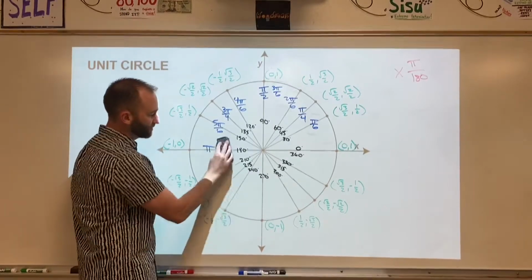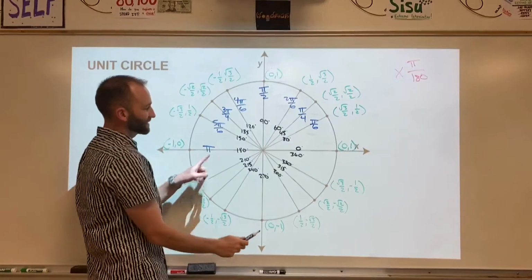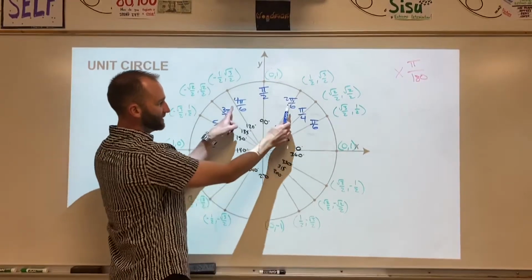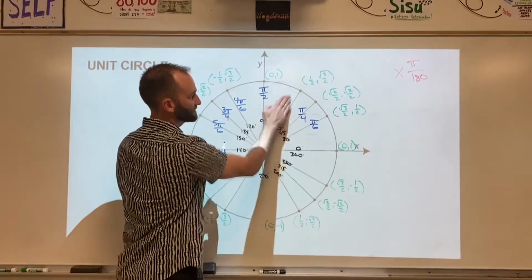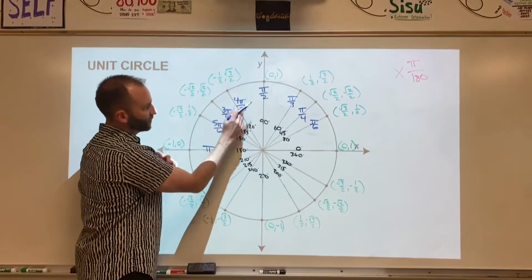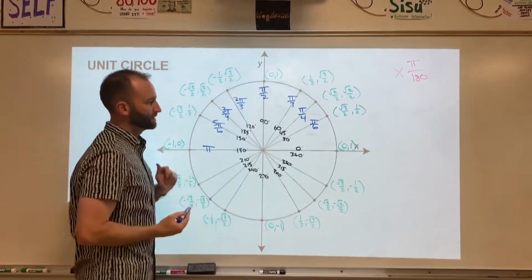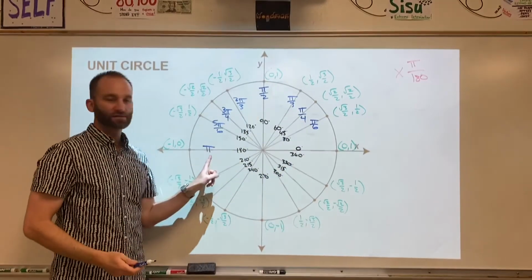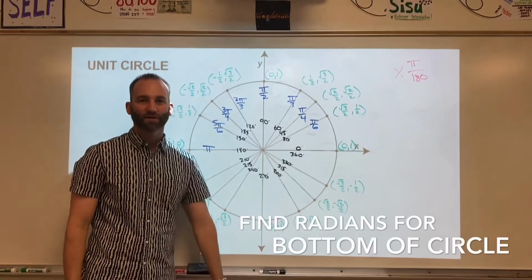So again, this one was already there for me. Same with this one up at the top. But there's a couple I still need to change here. These two right here are not reduced to simplest terms. 2 over 6 is the same as 1 over 3, 1 pi over 3. 4 over 6 is the same as 2 pi over 3. So I have the radians written for us on the top half of the circle. Could you figure out what the radians are on the bottom half of the circle?